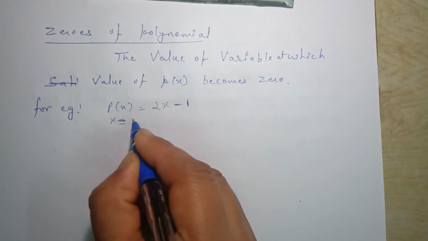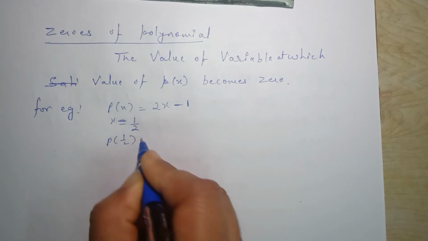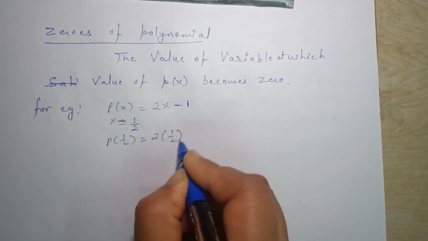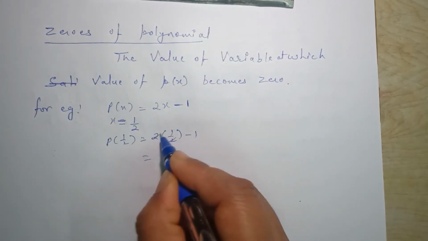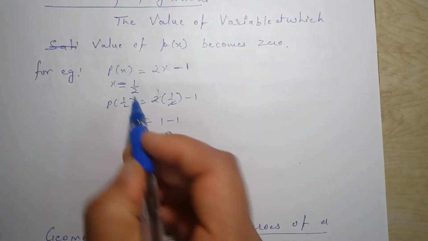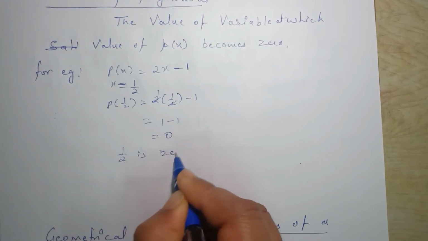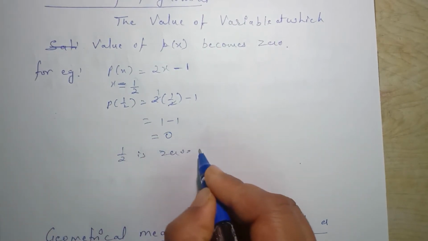If over here I take x equal to 1 upon 2, p(1 upon 2) equals 2 into 1 upon 2 minus 1. 2 and 2 will be cancelled. 1 minus 1 will give 0. So here x equal to 1 upon 2 is called the zero of this polynomial.